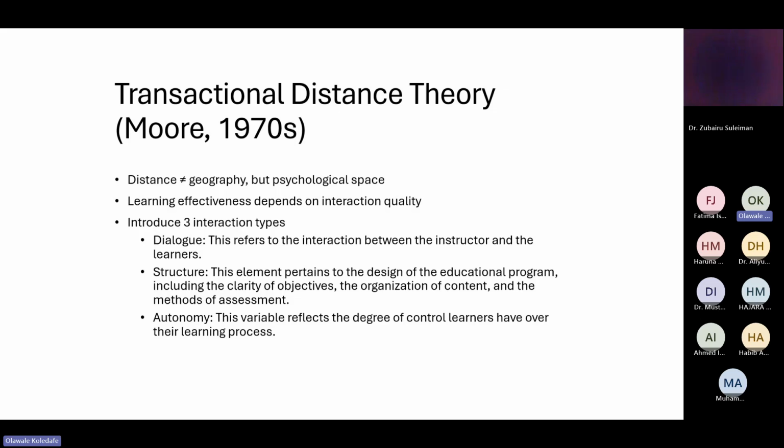He did not define distance in terms of physics. Distance is equal to, is that not speed over time? No, but rather a psychological gap between the student and the teacher. So first we need to see distance from that point of view. Distance is a psychological gap between the student and the learner.